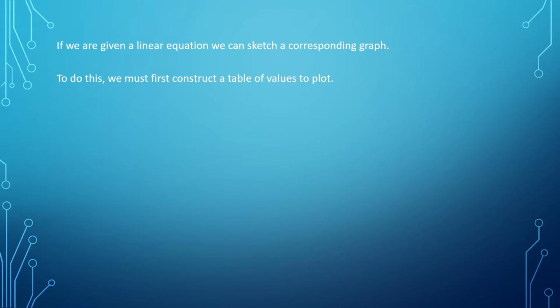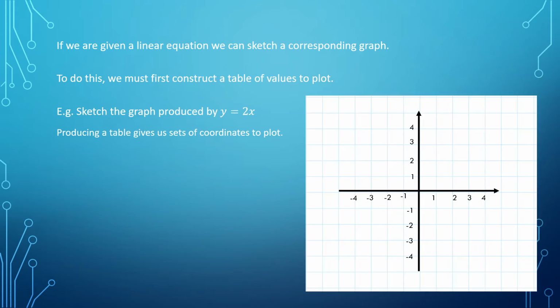So if we want to draw the graph, our first step is we must construct ourselves a table of values in which to plot. For example, what do we mean by this? Well, let's sketch the graph produced by the equation y equals 2x. First, we're going to produce a table of values, and this set of values gives us coordinates that we can plot. So we're going to need to draw out some axes as well.